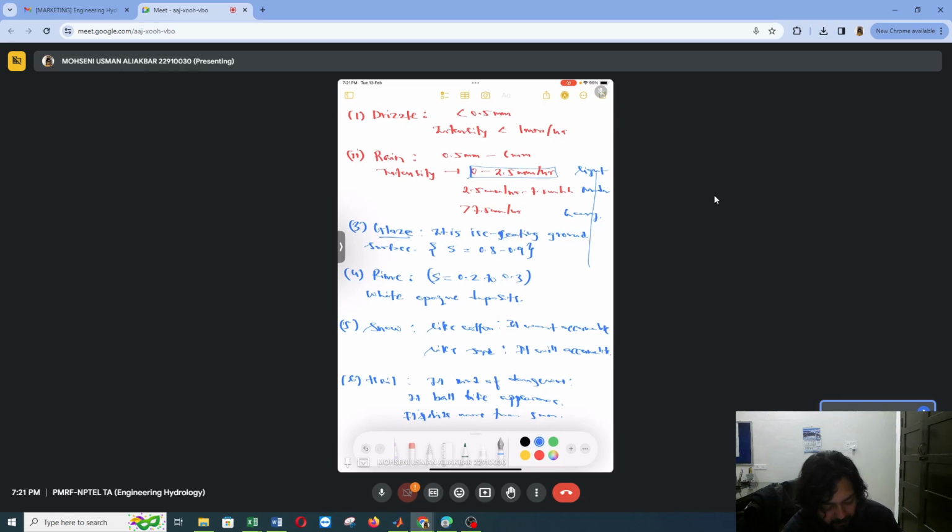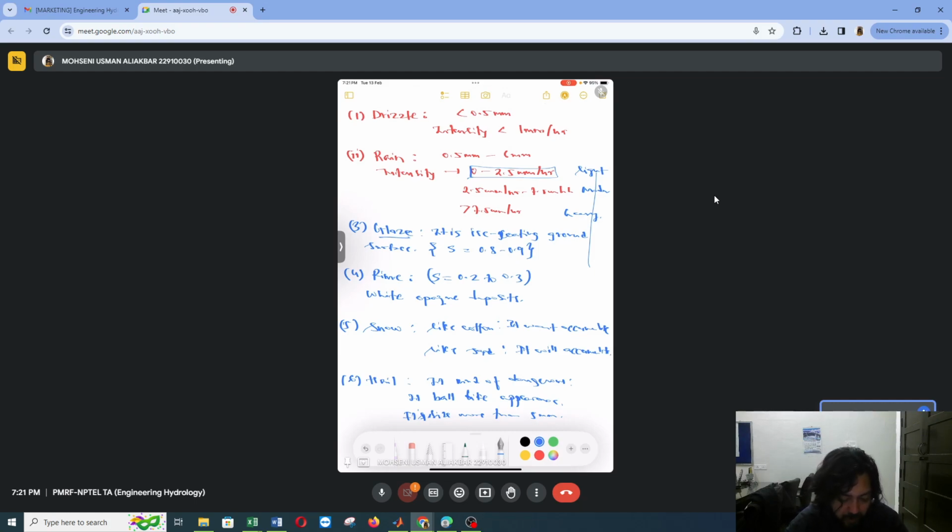Then we looked into the different forms of precipitation which are in solid form. First we started with glaze, which is nothing but ice coating. Its specific gravity is more. Then we looked into rime, which means the deposits have a white opaque color appearance and the specific gravity is less. Then we talked about the most familiar one, which is snow.